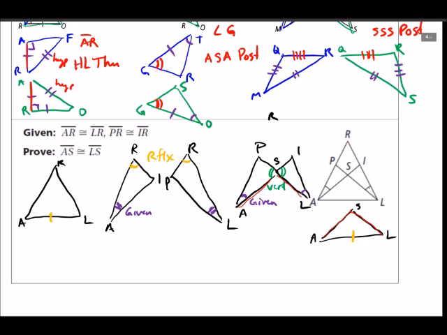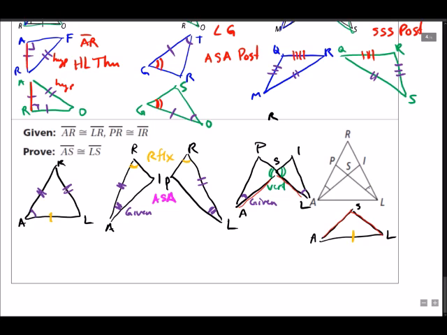All right, anything else we can do with that? Let's see what else is given to us here. Segment AR and segment LR. That's this here and this here. They're also here and here. Well, that gives us angle, side, angle in this triangle.